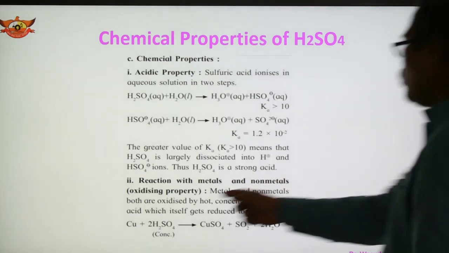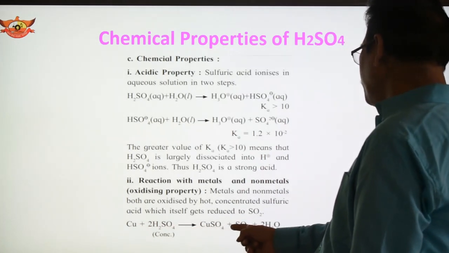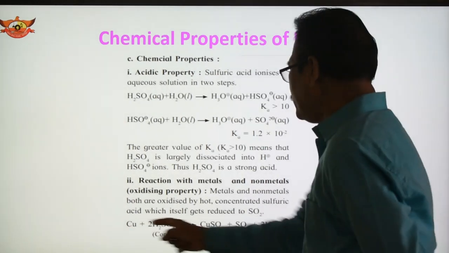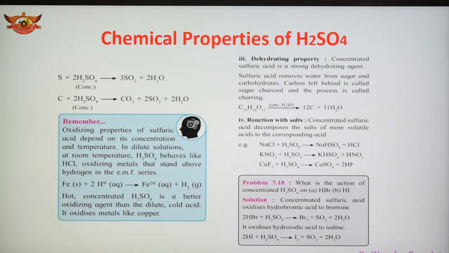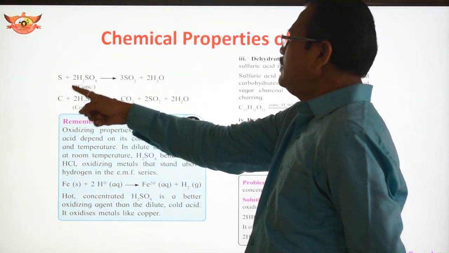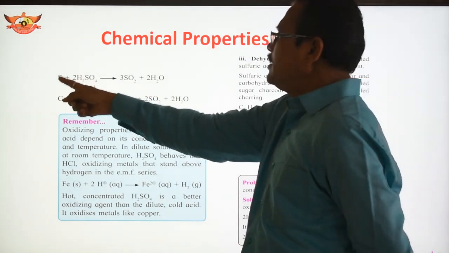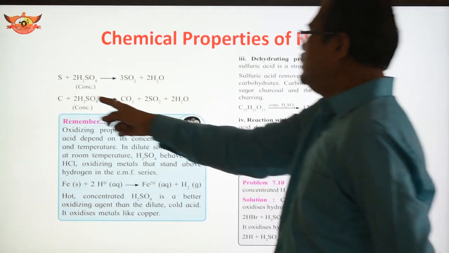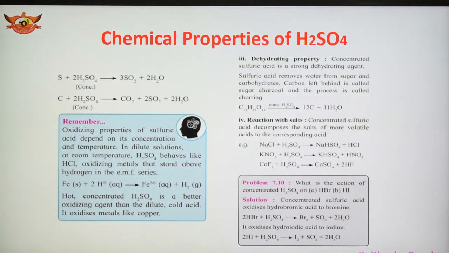So it reacts with copper. Copper is a metal, and sulfuric acid reacts with copper, forming copper sulfate, SO2 and 2H2O. So this gives CuSO4, SO2 and H2O. This is the reaction with a metal forming the compound copper sulfate. Non-metals, sulfur and carbon, also react with concentrated sulfuric acid, forming SO2. The acid itself is converted into SO2 and H2O. In the case of carbon, it reacts and forms CO2, SO2 and H2O. So these are the reactions with metals and non-metals.